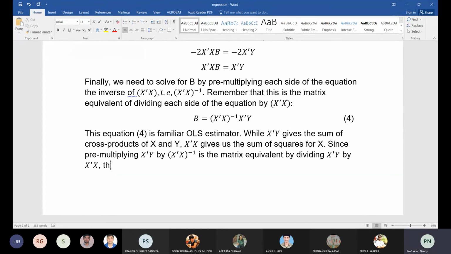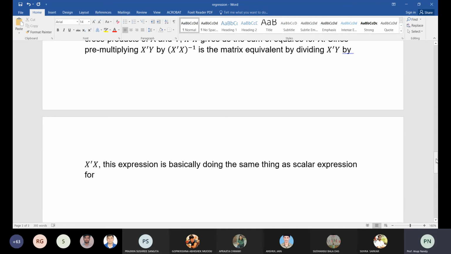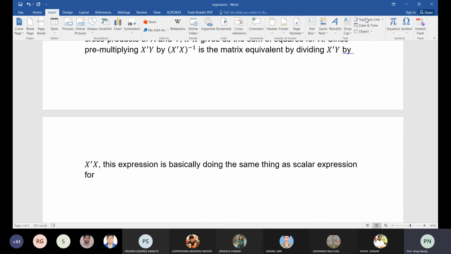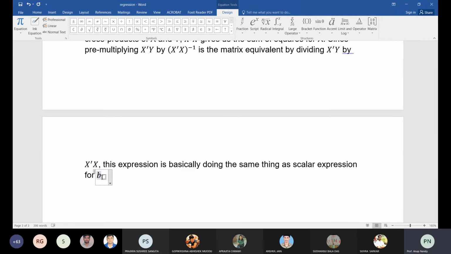Okay, and this expression is basically doing the same thing as the scalar expression for b1. If you go back to your b1 equation, b1 that we have already computed in the last class, that is the same expression for your b1.